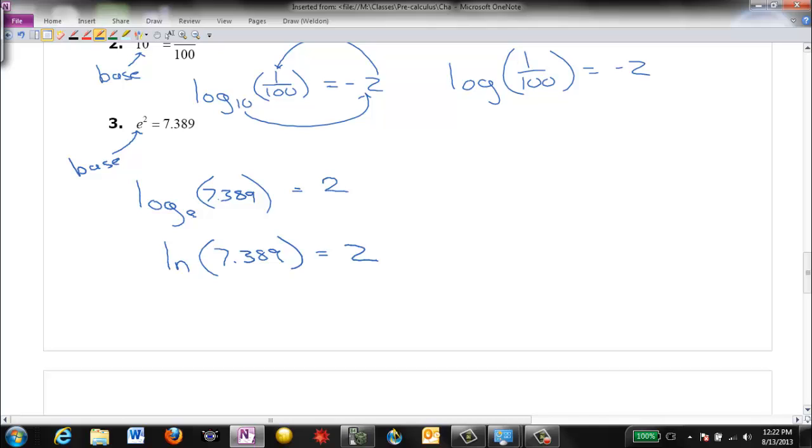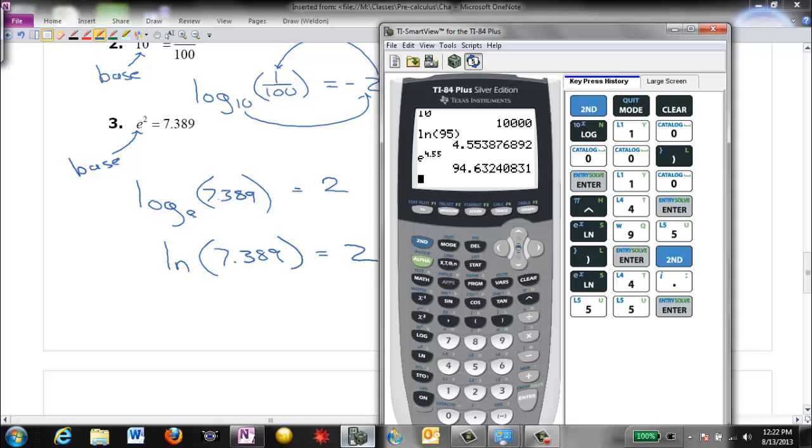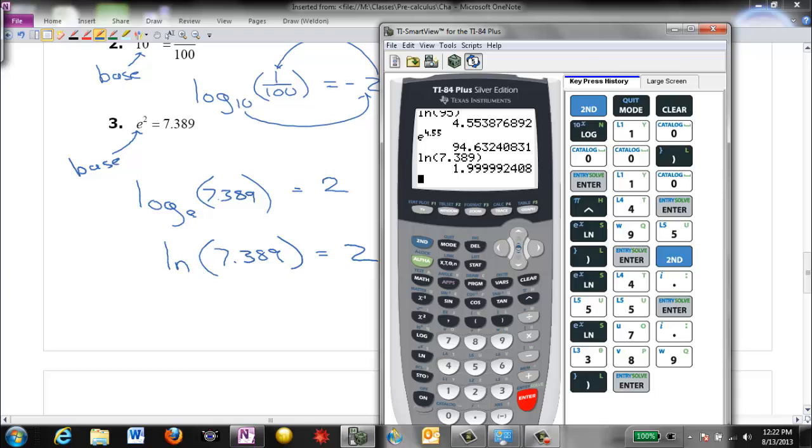So this is saying e squared equals 7.389. Let's see if we've got this right. If that's true, then the natural log of 7.389 should equal 2. So I'm going to hit natural log of 7.389 and see what the calculator has to say about it. And we get 1.99999, and that's really, really close to 2, so there's a little bit of a rounding issue there, but not a big deal. It certainly works, so we know that we did it right.